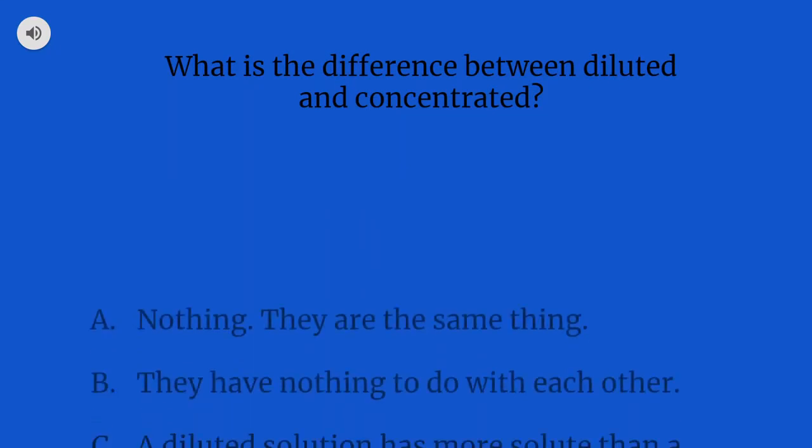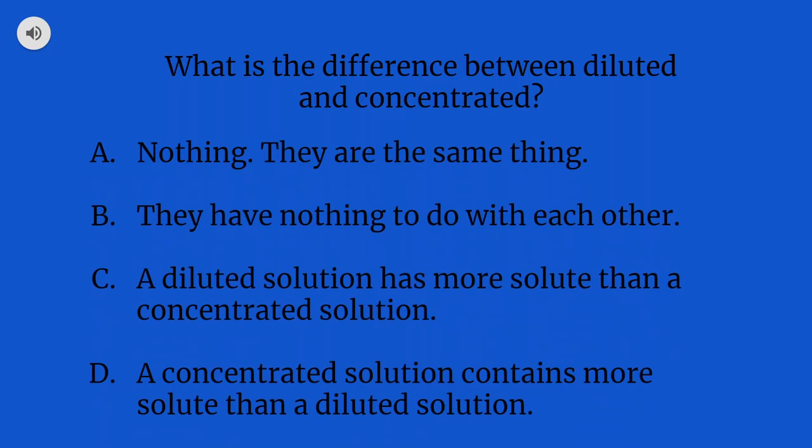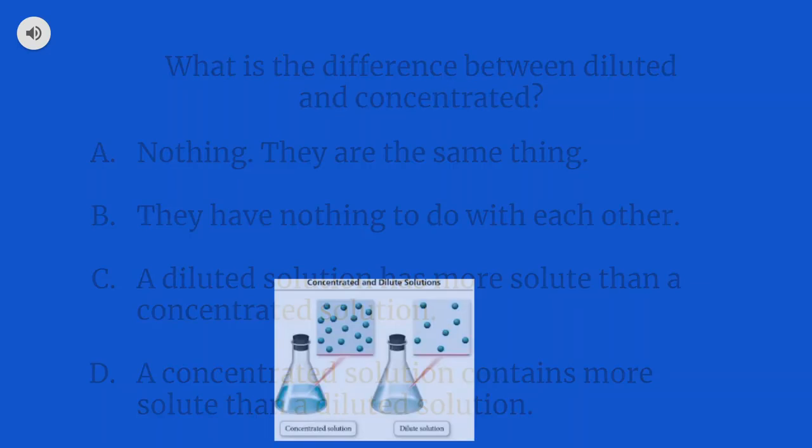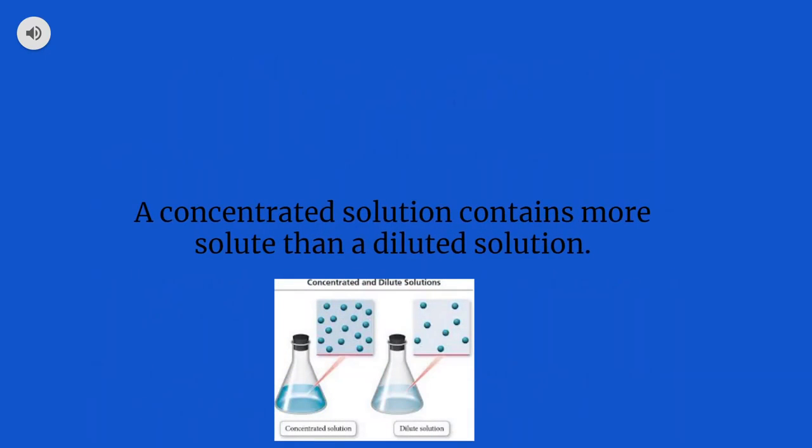Question 3. What is the difference between diluted and concentrated? A. Nothing. They are the same thing. B. They have nothing to do with each other. C. A diluted solution has more solute than a concentrated solution. Or D. A concentrated solution contains more solute than a diluted solution. The correct answer is D. A concentrated solution contains more solute than a diluted solution.